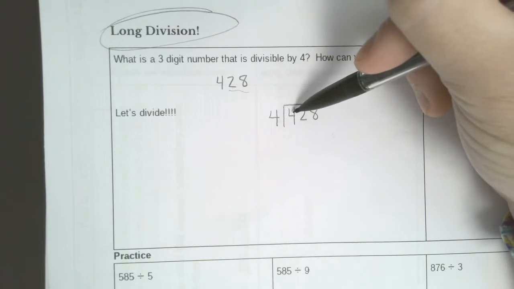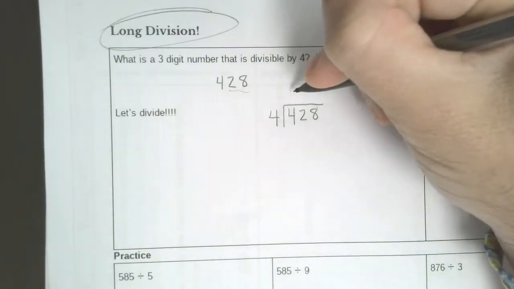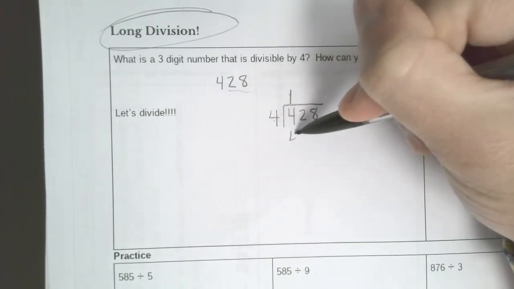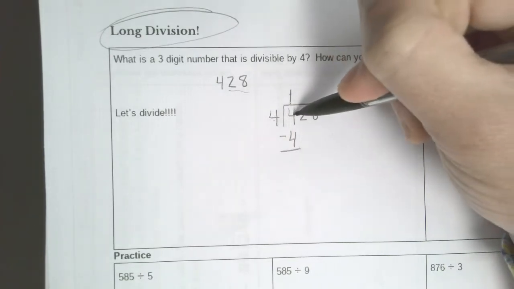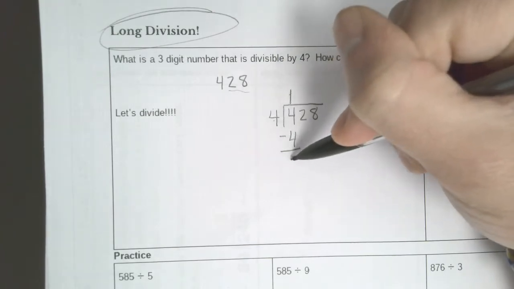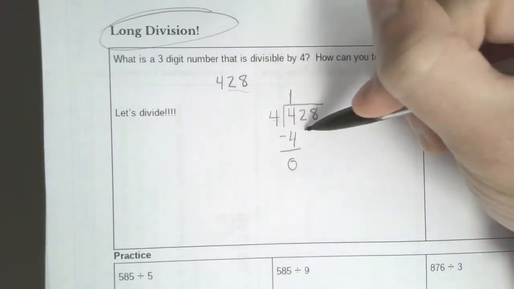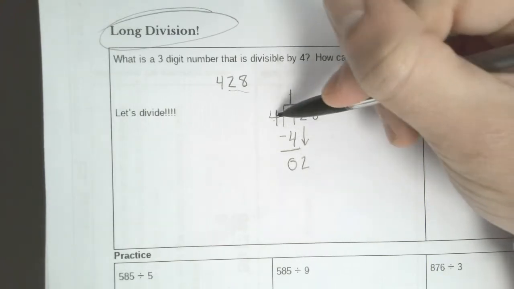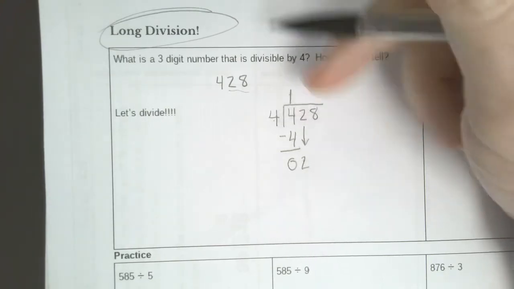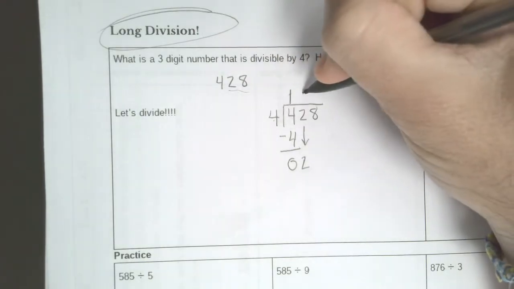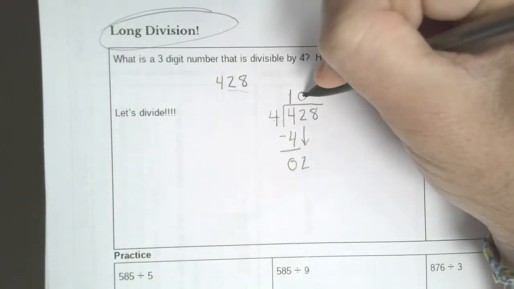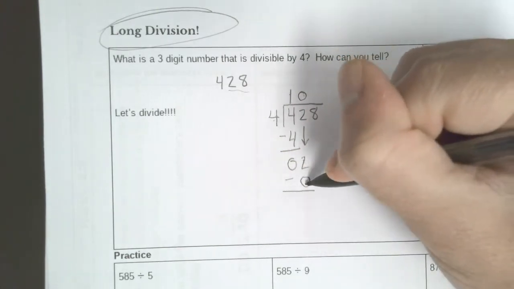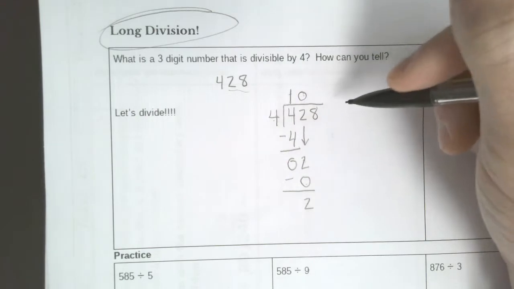All right, here we go. 4 goes into 4 once. So we're going to first divide, then we'll multiply. 1 times 4 is 4. Then we'll subtract. 4 minus 4 is 0. Then we'll bring down. And then we start all over again. So we're looking at 2 now. 4 goes into 2, 0 times. So we divide. You get 0. Multiply. 0 times 4 is 0. Subtract. 2 minus 0 is 2. Then bring down.